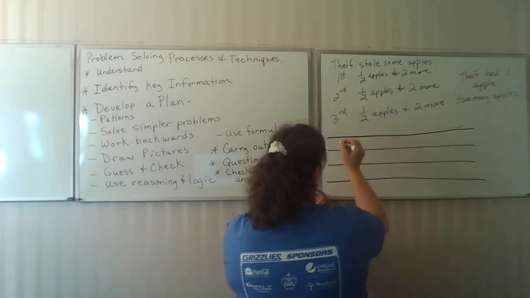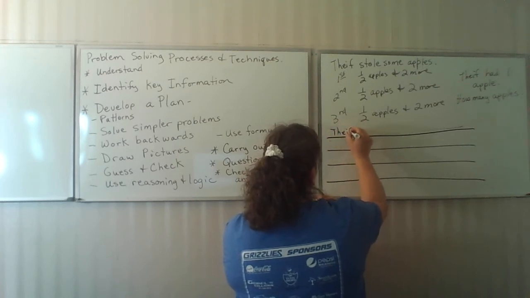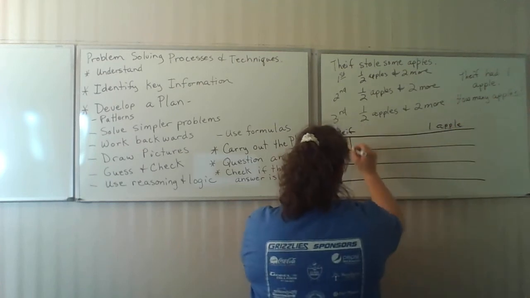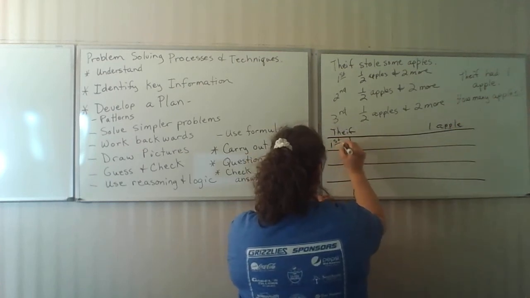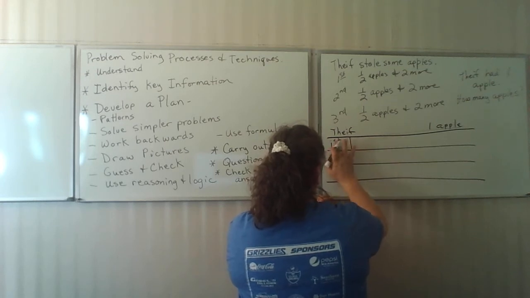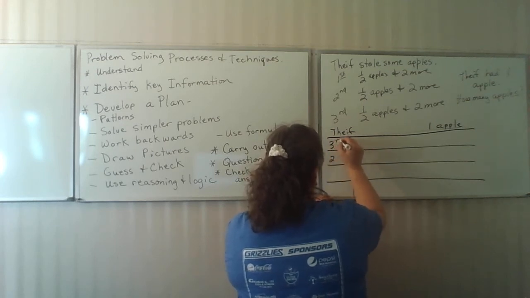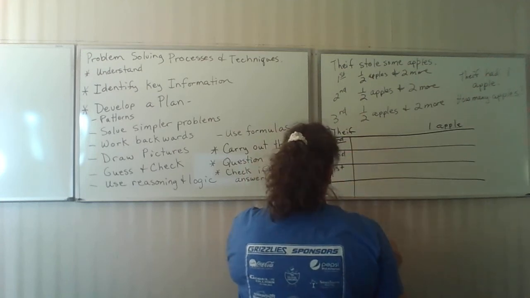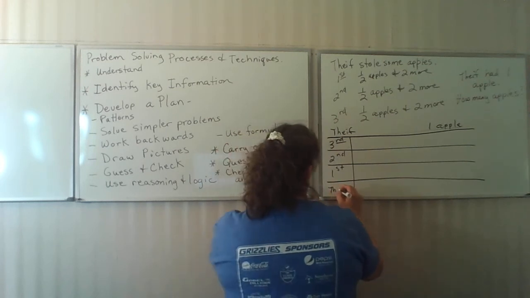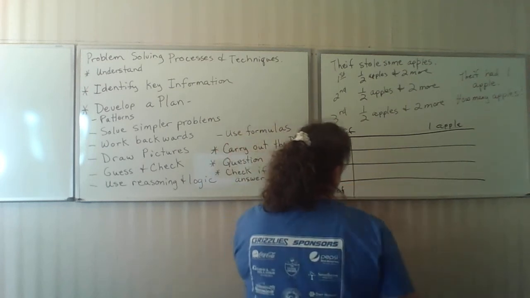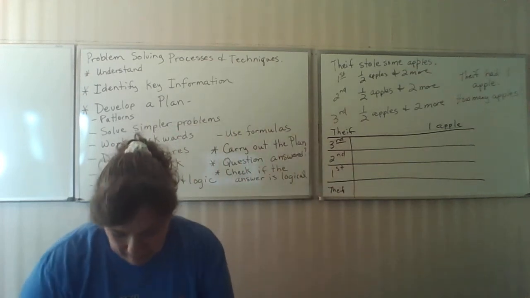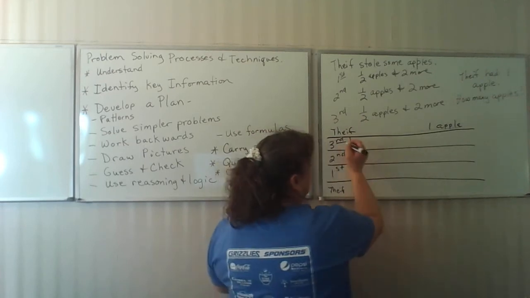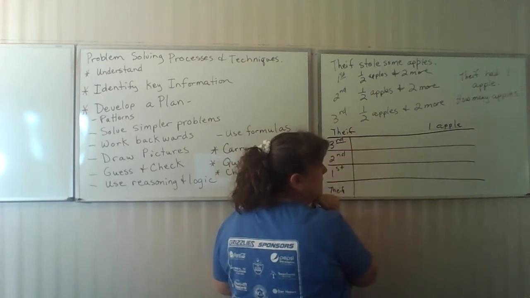Okay. My thief, when he was done, had 1 apple. Okay? First, second, no, we're going to start with the third one. We're going to go backwards. Third, second, first, and what did he start with? Okay, so let's look. The thief ended up with 1 apple. When he encountered the third watchman, what happened?